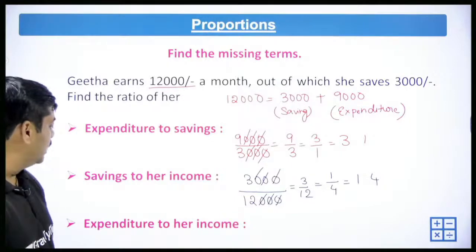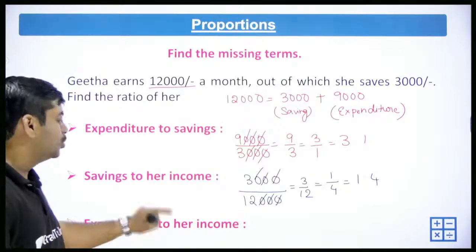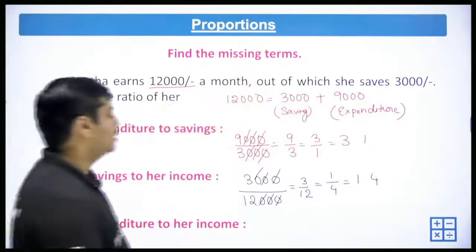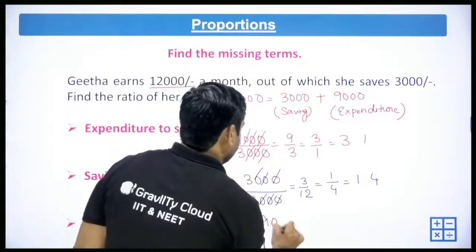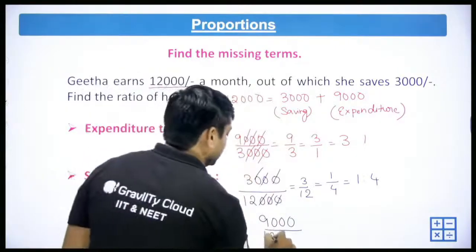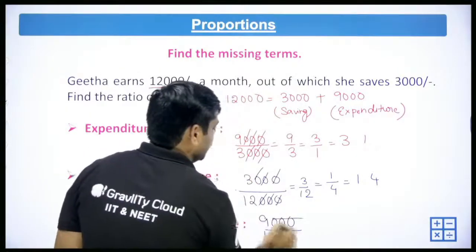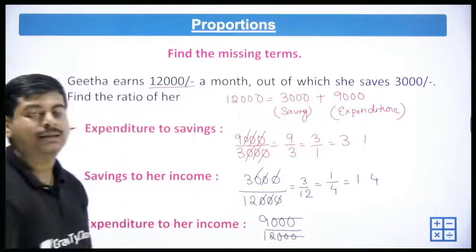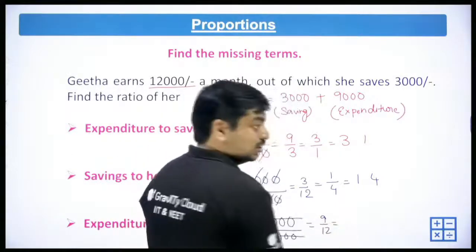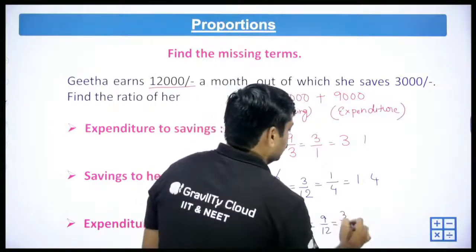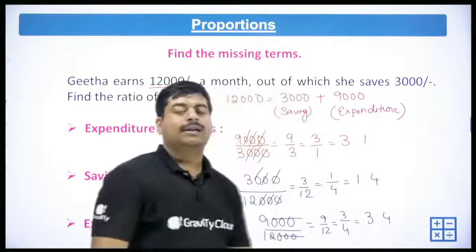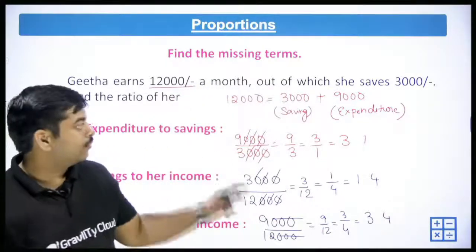Next, the expenditure to her income. What is expenditure? 9,000 is to income. Income is 12,000. 3 zeros and 3 zeros can be cancelled. 9 by 12, we can cancel with 3. 3 3s are 9, 3 4s are 12. You can say the ratio as 3:4, right?